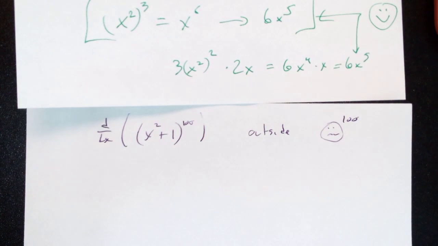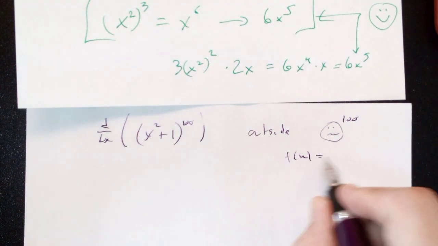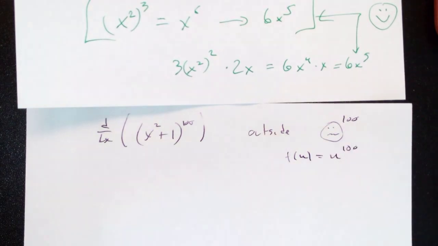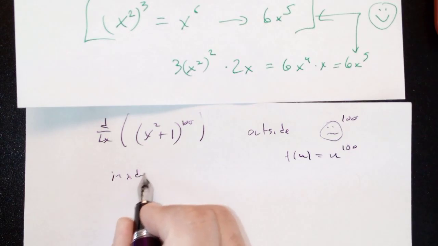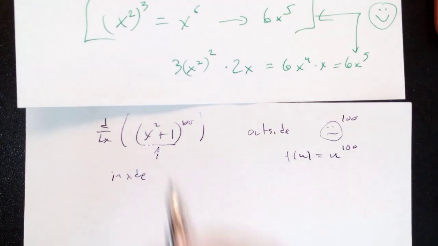F of weird face. I don't care what variable you're using. F of u is u to the 100th. But then the inside is x squared plus 1.